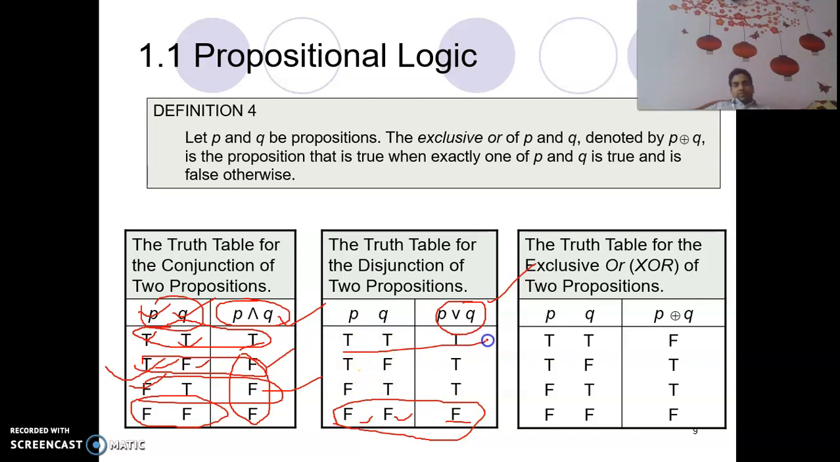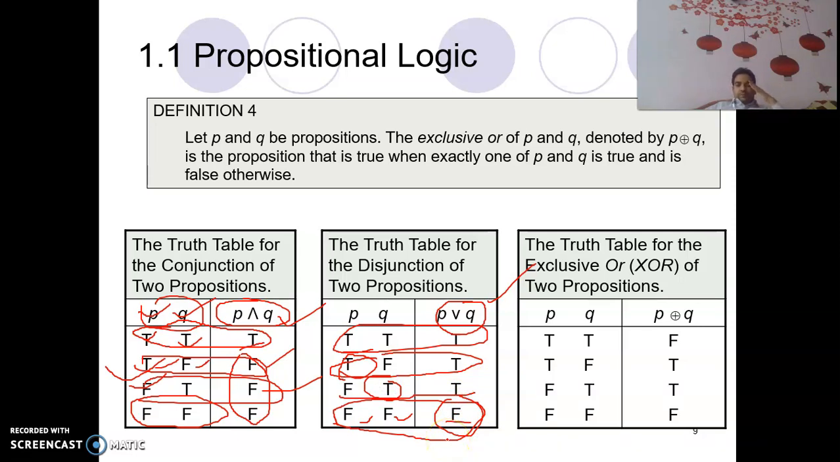In the first row, P and Q both are true, then definitely the disjunction will be true. In the second line, one of the variables is false, but we only have to see whether at least one variable is true, then definitely it is going to be true. In this line, one variable is true, then definitely it is going to be true. It will be false only when both the variables are false.